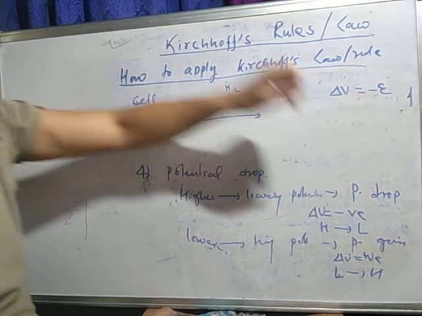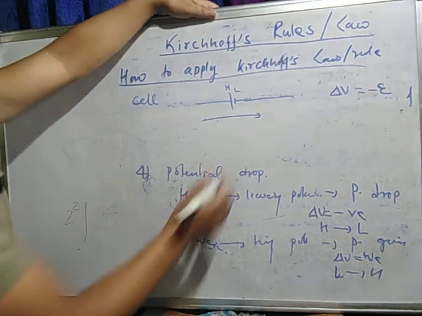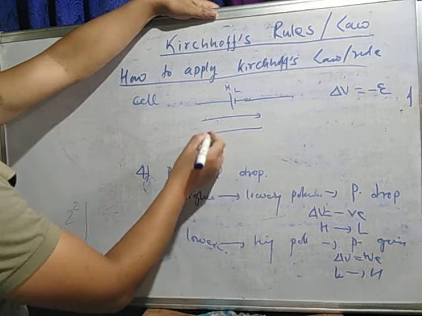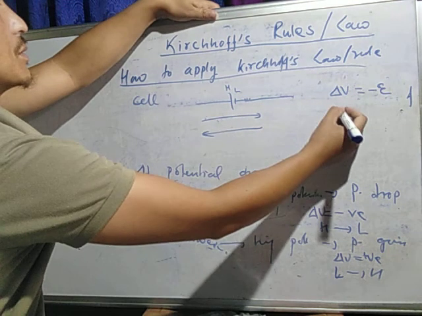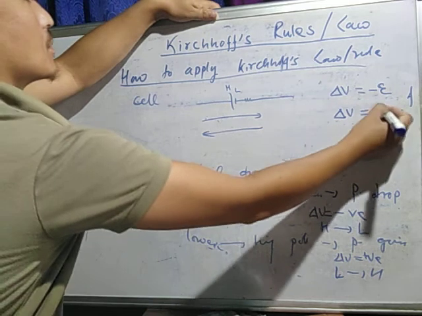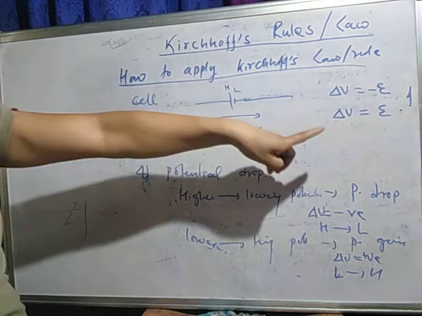EMF. Clear? So if I have another path, then this would be how much? Positive, isn't it? Lower to higher. So del V equals positive of EMF, epsilon.